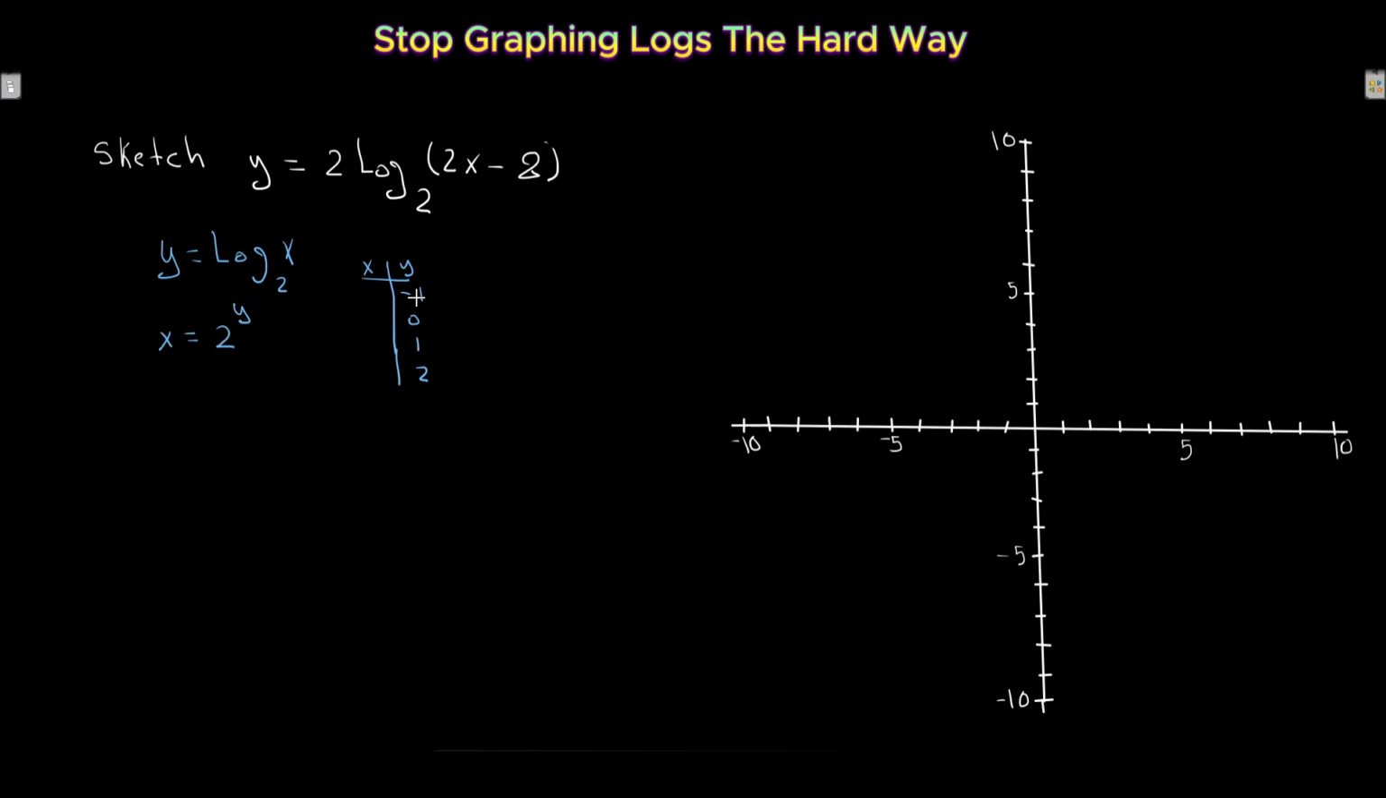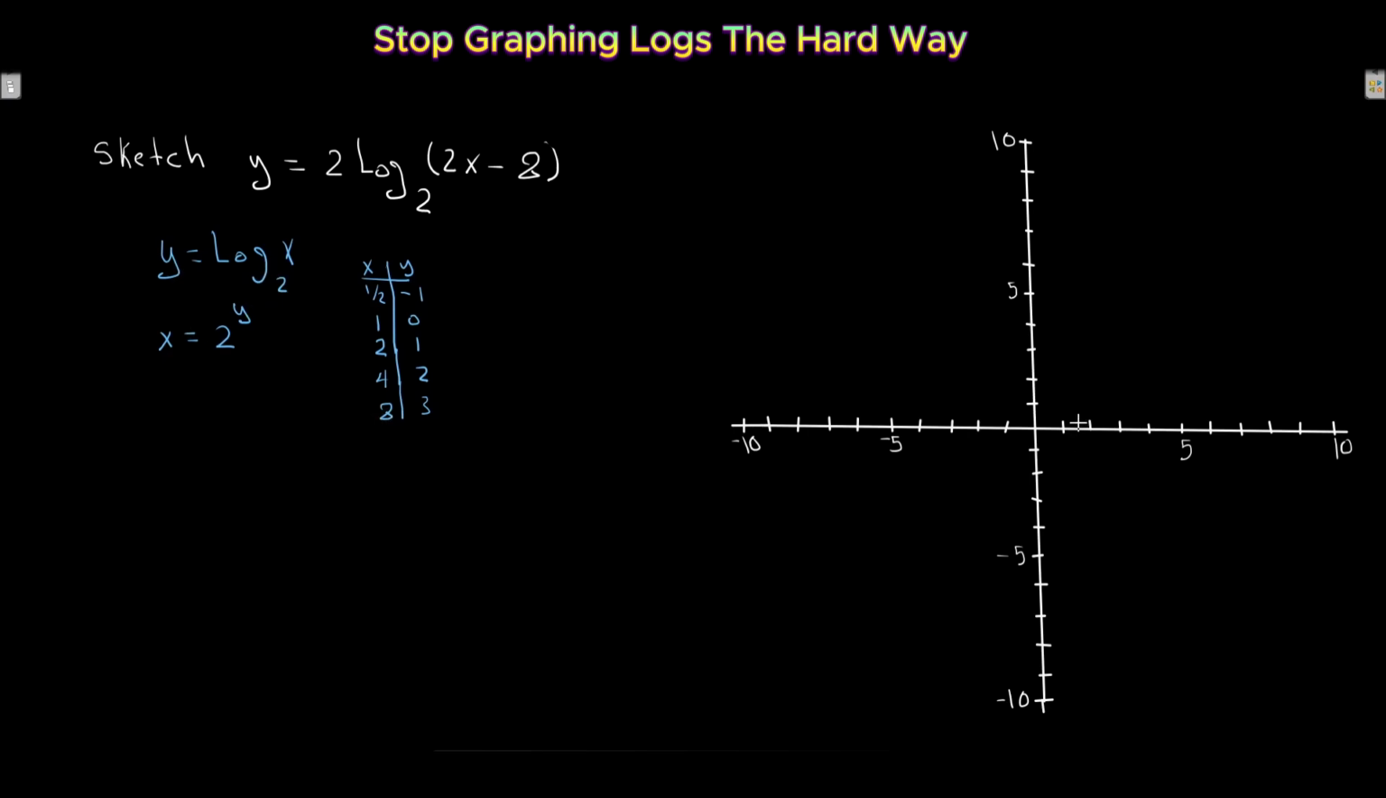So now let's use the -1 first. 2 to the power of -1 becomes 1 over 2, which is a half. Plug in 0 for the y: 2 to the power of 0 is 1. Plug in 1 for y: 2 to the power of 1 is 2. Plug in 2 for y: 2 to the power of 2 is 4. And if you want to do more, you could use the 3 as well, and then 2 to the power of 3 gives you 8. And this is y equals log base 2 of x.